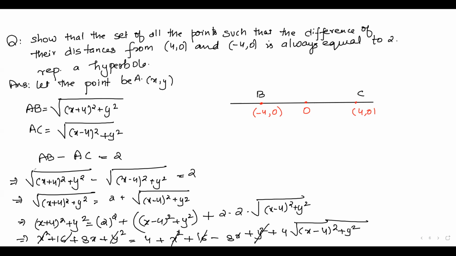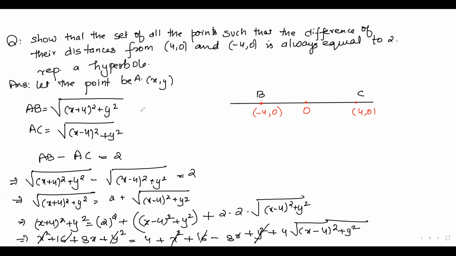Yes, sometimes what students do is they do the squaring here only. So in minus 2ab, they get a double root and it is very difficult to solve that. So always, if you have two roots, shift one root to the other side. Any other doubt?